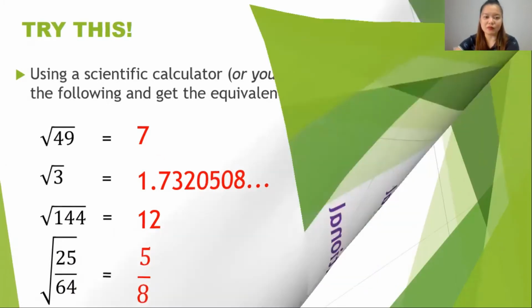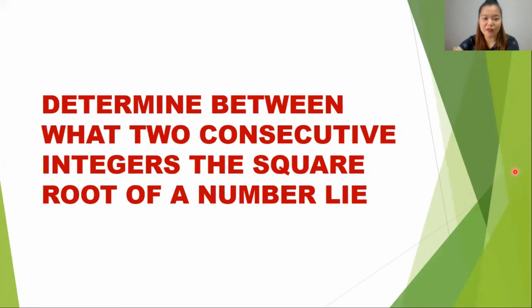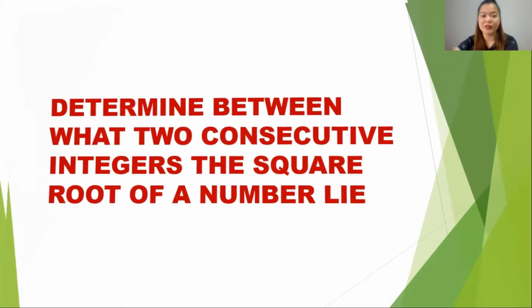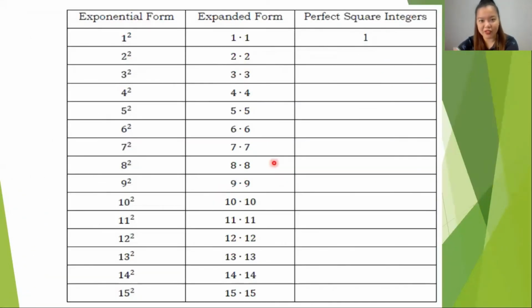Also, let's have the next lesson, which is on determining between what two consecutive integers the square root of a number lies. This is fairly easy, as long as you know these perfect square integers.